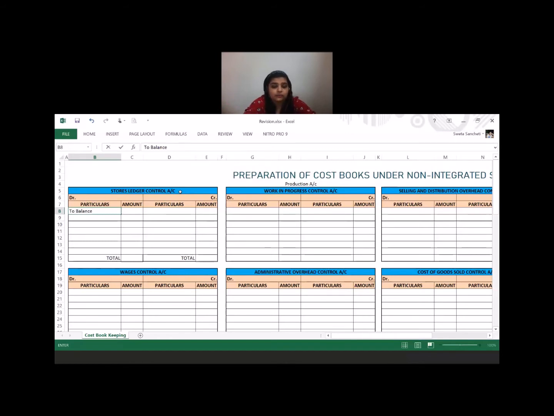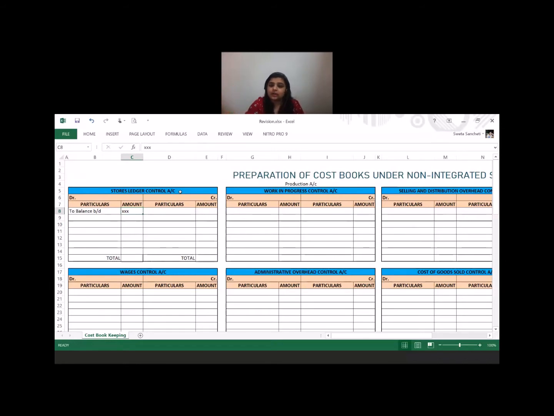To balance brought down, you will have some value. Now this value will be both for your direct material as well as indirect material. Now let us say I have purchased some material. When I have purchased a material, what entry was there? Our entry was purchases to creditors or by cash bank.